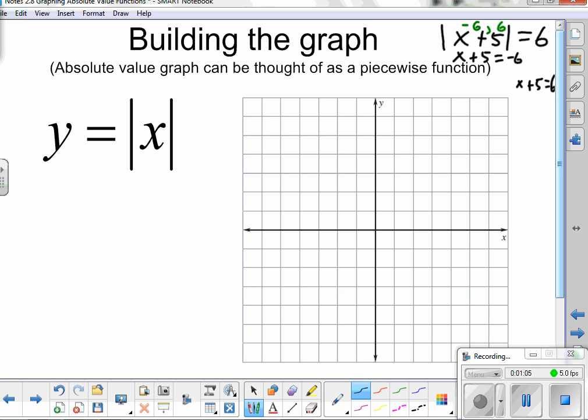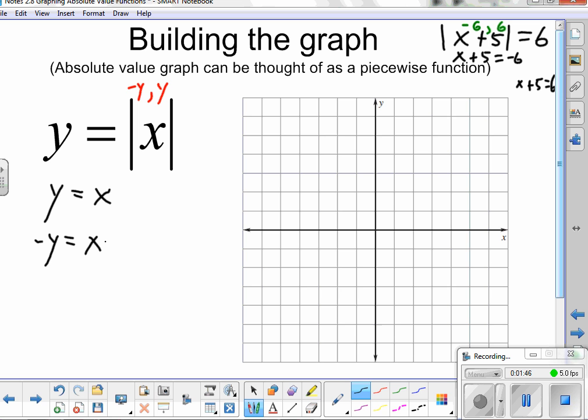So that's going to be the general premise of what I'm going to do right now. The absolute value graph can be thought of as a piecewise function. Now, if you remember piecewise, it means that there is two pieces that make up the function. Using the same kind of concept that we just did in the top right-hand corner, if the absolute value of x is equal to y, that means that that x value inside of there can either be a negative y or it can be a positive y. And then setting up the equation, it would say y is equal to x or negative y is equal to x.